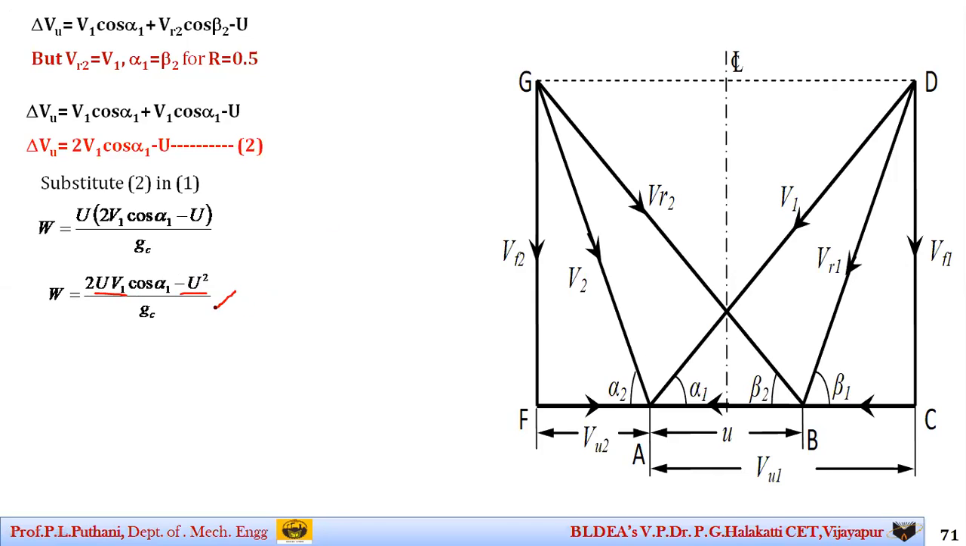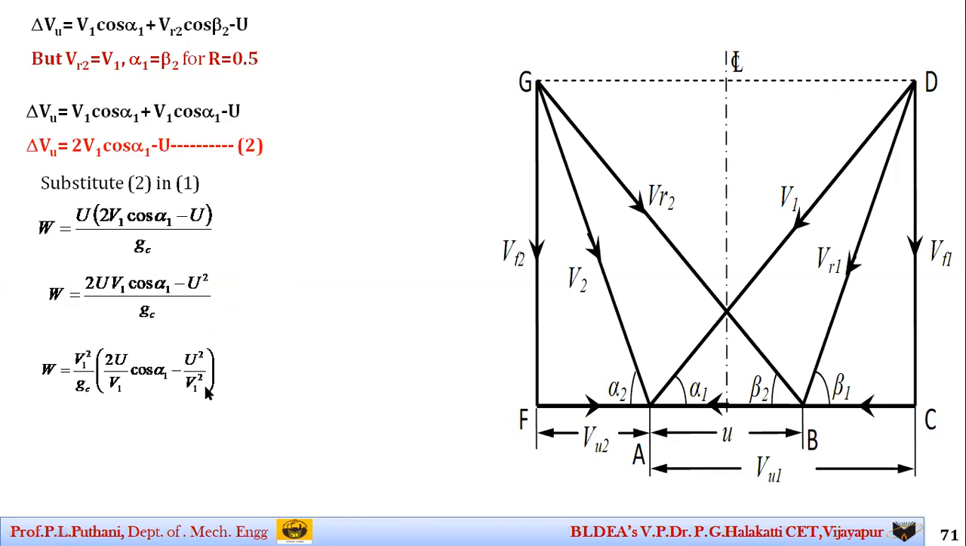So what I can do is, for this particular equation, I will multiply by v1 square and divide by v1 square, which means I am not making any change to the equation. Once I do this, you can see this becomes one term, u square by v1 square, and another term is taken to the other side. So multiplying and dividing by v1 square, I can write it in this form, that is v1 square into 2u v1 cos alpha 1 minus u square by v1 square.